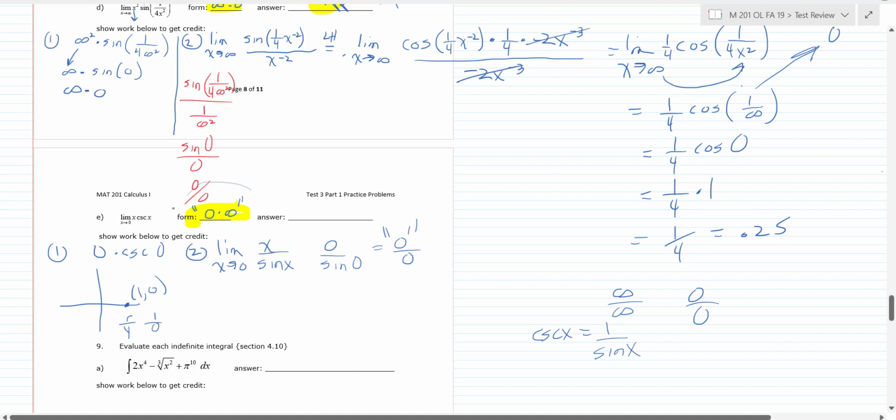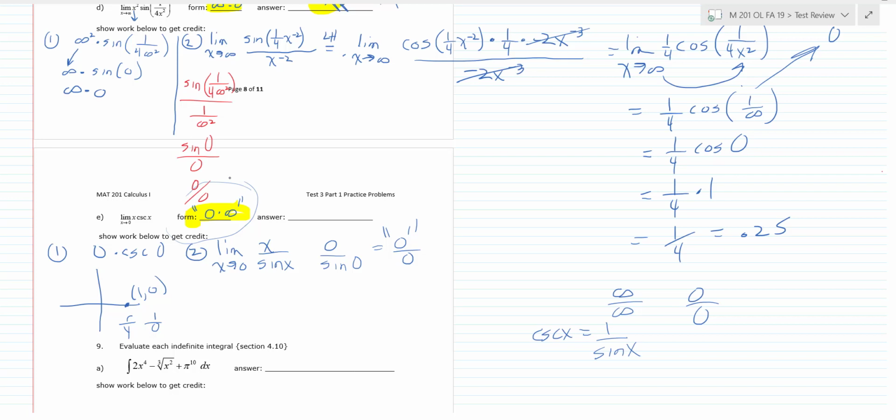Now, the original form is 0 times infinity. That's what I'm asking you to put down. But you have to translate this into a fraction. Okay, now you're ready to L'Hopital the sucker. All right, so what do we do?